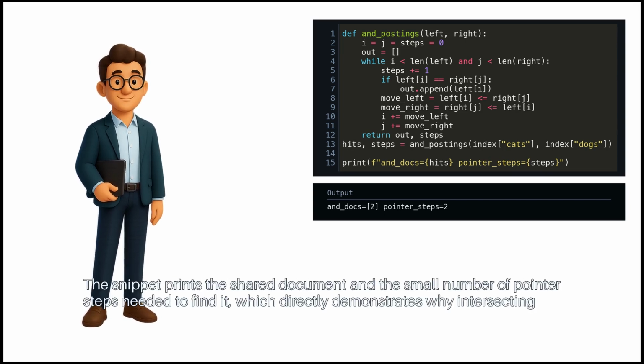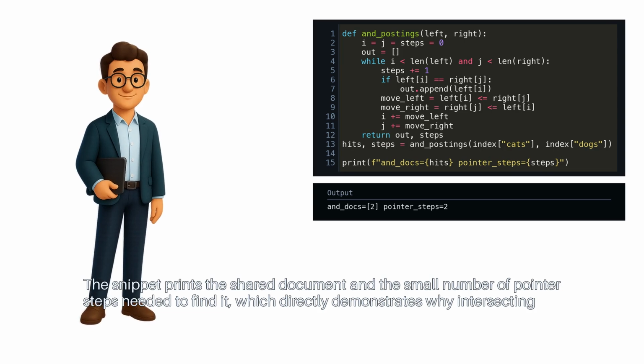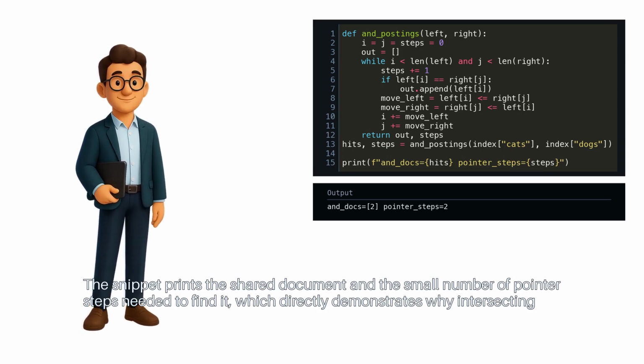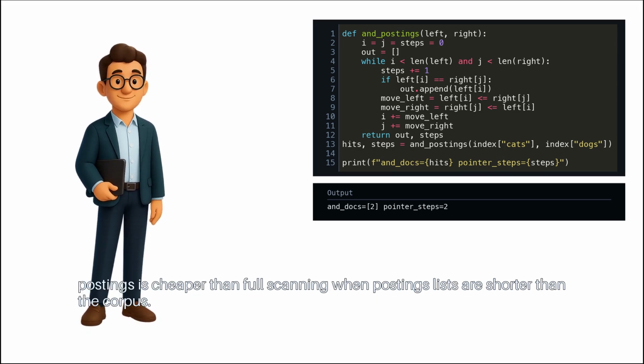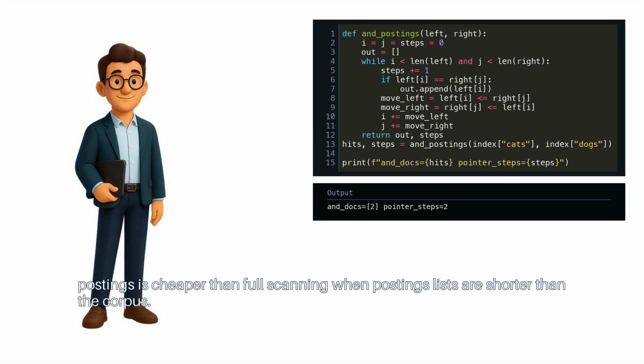The snippet prints the shared document and the small number of pointer steps needed to find it, which directly demonstrates why intersecting postings is cheaper than full scanning when postings lists are shorter than the corpus.